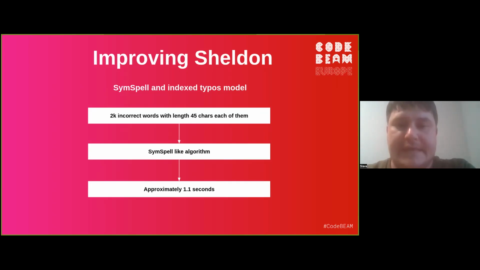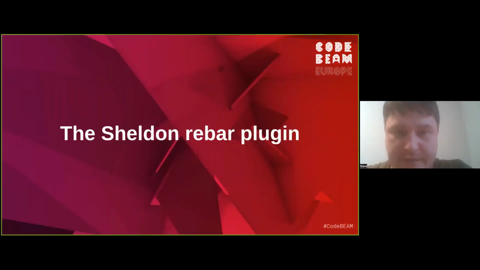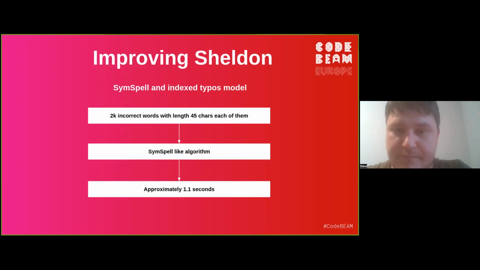So basically, after improving and some updating of the logic, I generated 2000 incorrect words with a length of 4 to 5 chars each, and ran it through the SymSpell-like algorithm, and basically it spent 1 second on the spell checking. This was a great speed.